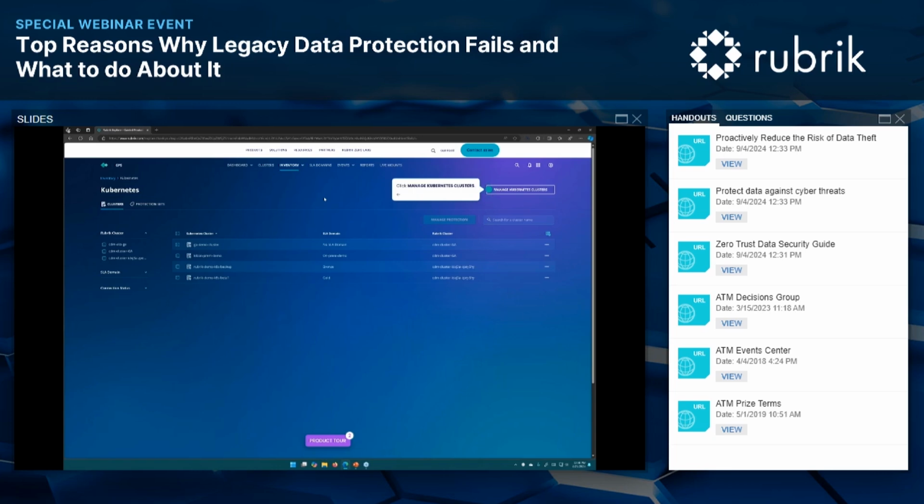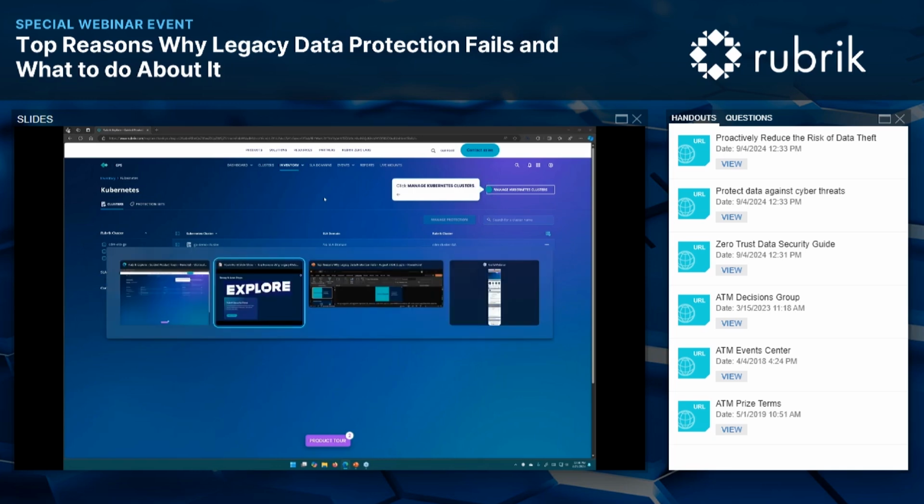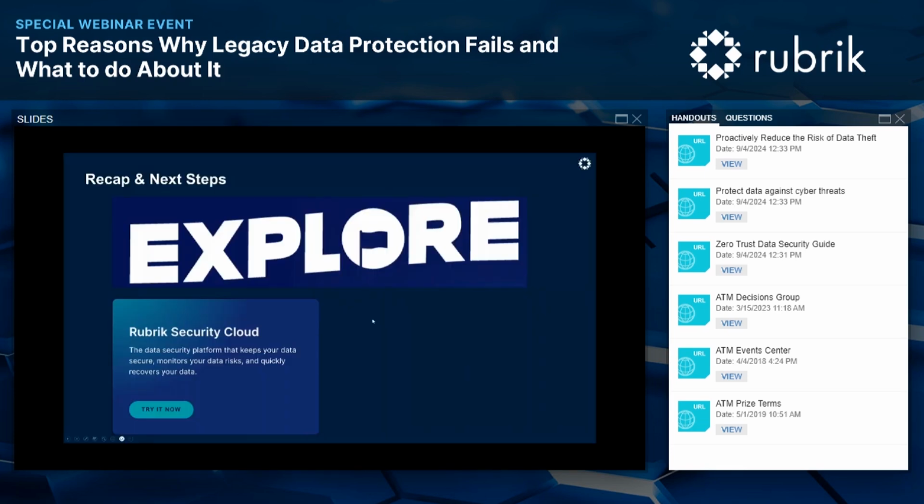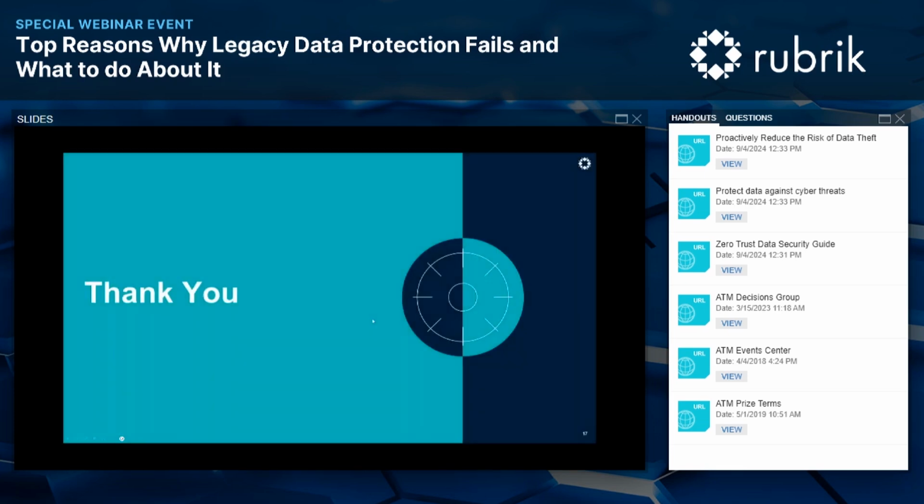But everything, whether it's on-prem or cloud, you can test out from rubrik.com/explore and all of our Storylane demos and see for yourself. You don't just have to take my word for it. So with that, thanks all.